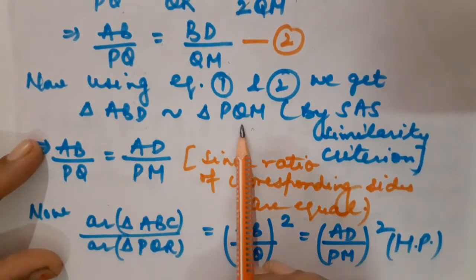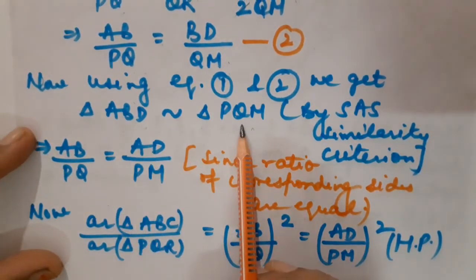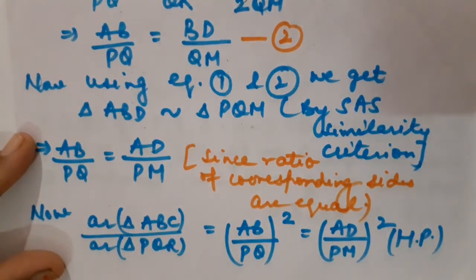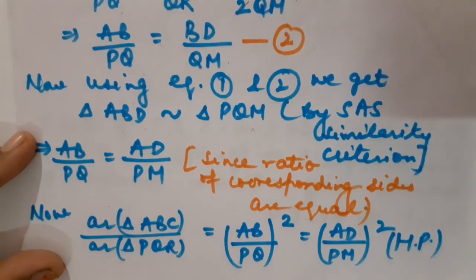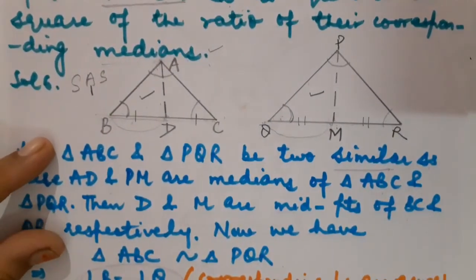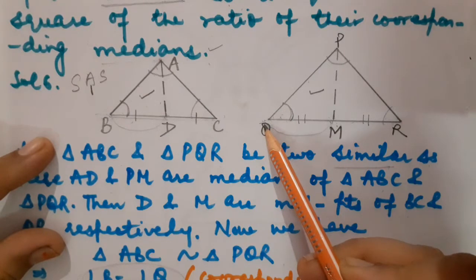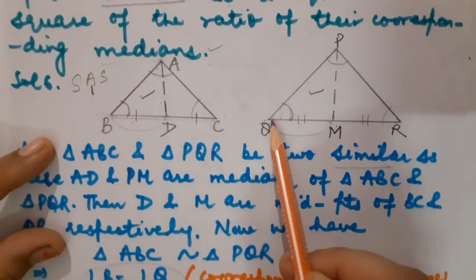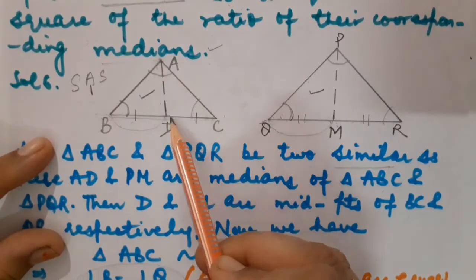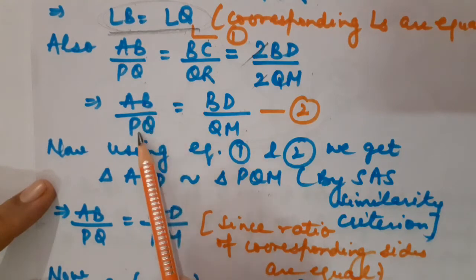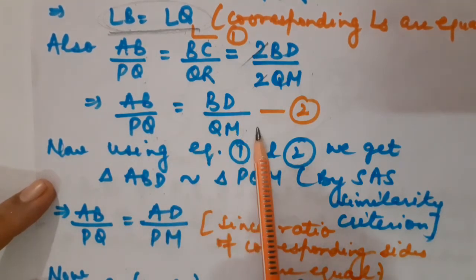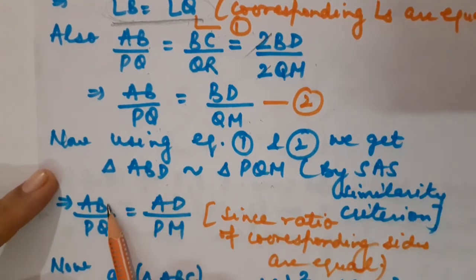Now I have proved these two smaller triangles as similar to each other. So children, what can we say now? As I have proved that both the triangles are similar to each other, can I say that the ratio of their corresponding sides are also equal? So what would be the condition? That AB upon PQ must be equal to BD upon QM must be equal to AD upon PM. Correct? Now children, AB upon PQ was already equal to BD upon QM. Now I have proved that AB upon PQ is also equal to AD upon PM.